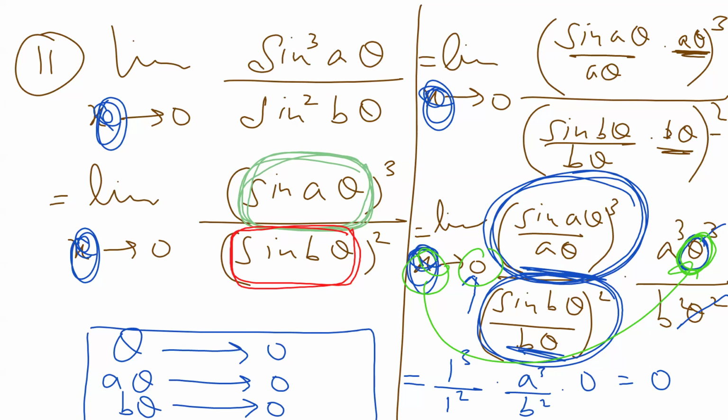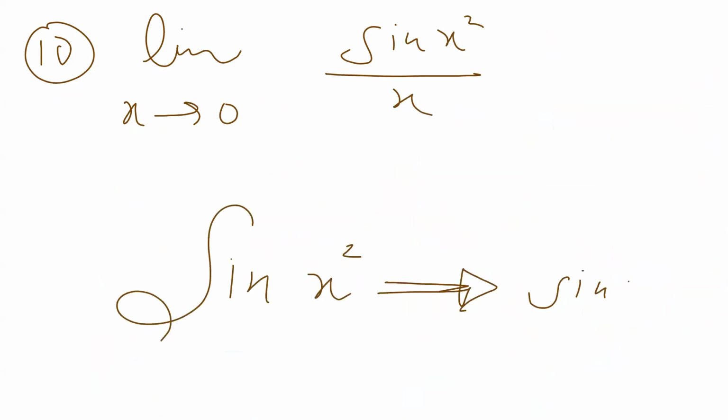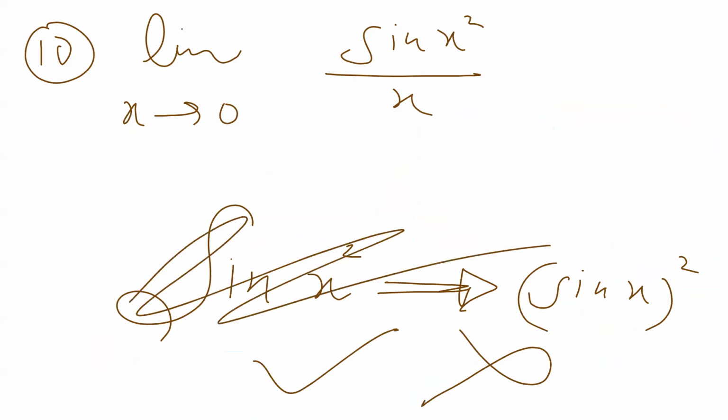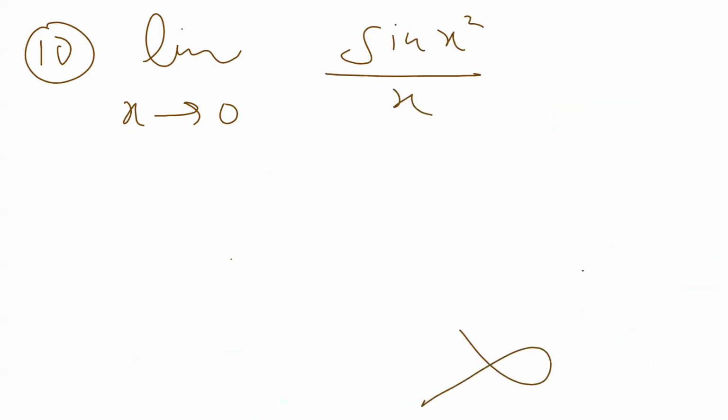Okay, we'll start with question number 10. Limit x approaching 0, sine x square upon x. Now my first question to all of you: can this be written in this manner? Is this correct or is this wrong? Wrong. Correct. So this is absolutely wrong. It cannot be written in this manner.